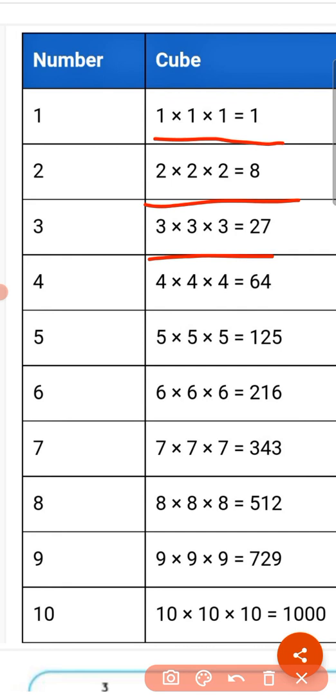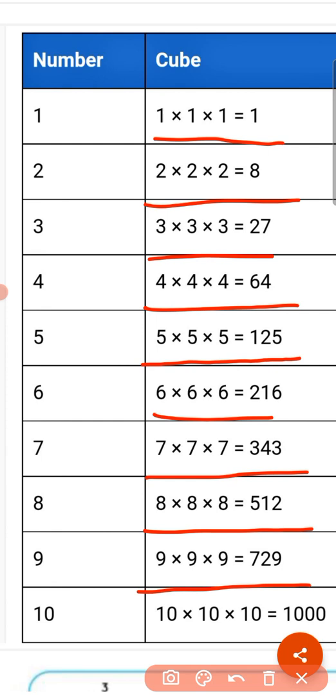Cube of 4. 4 into 4 into 4 is equal to 64. Cube of 5. 5 into 5 into 5 is equal to 125. Cube of 6. 6 into 6 into 6 is equal to 216. Cube of 7. 7 into 7 into 7 is equal to 343. Cube of 8. 8 into 8 into 8 is equal to 512. Cube of 9. 9 into 9 into 9 is equal to 729. Cube of 10. 10 into 10 into 10 is equal to 1000.